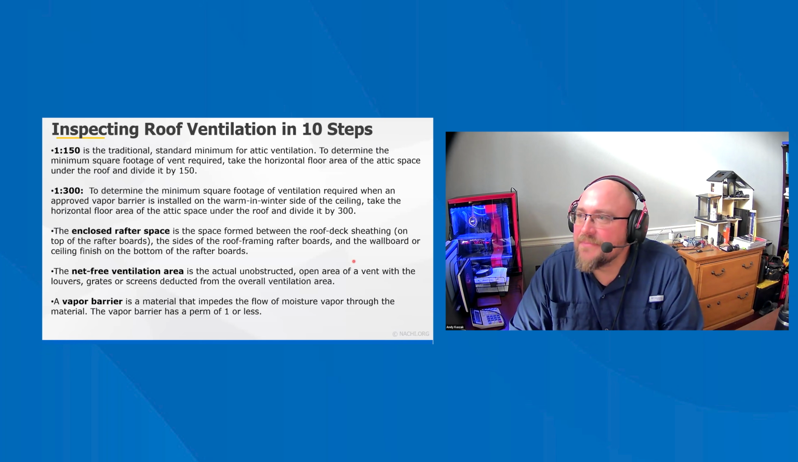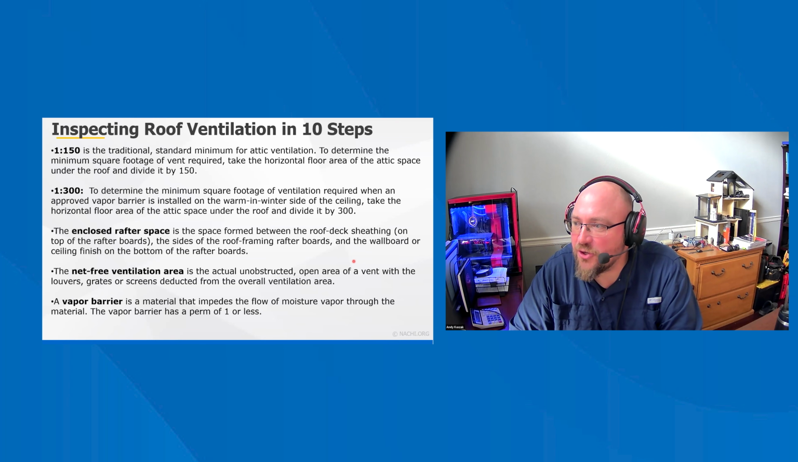Inspecting roof ventilation in 10 steps. Step 1, measure the area to be ventilated in square feet. Step 2, determine if there is a vapor barrier installed on the warm in winter side of the ceiling. Step 3, check the location of the vents. Step 4, check the type of vents. Remember to inform your client that turbine vents and electrically powered fan vents need to be inspected, tested, and maintained annually. Step 5, determine if the enclosed attic spaces and enclosed rafter spaces formed by the ceiling finish applied directly to the bottom of the rafter boards have cross ventilation for each separate space. Attics and enclosed rafter spaces must have cross ventilation. Step 6, measure the net free area of the vents.